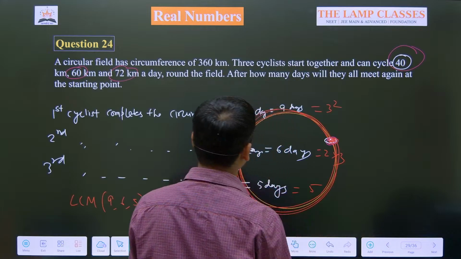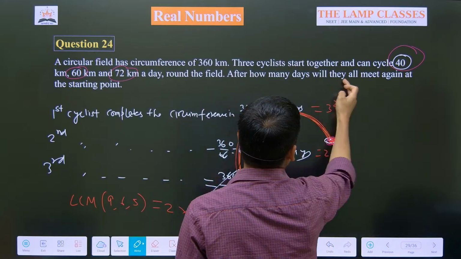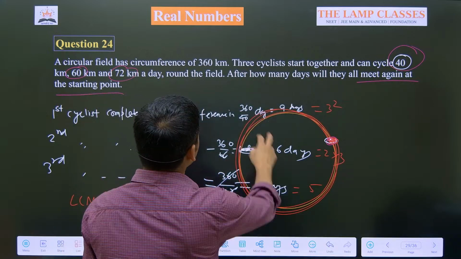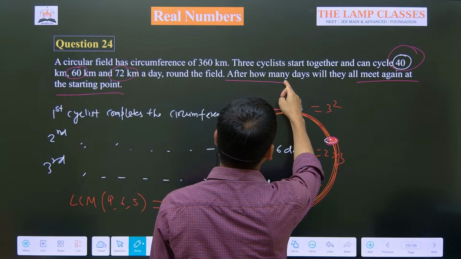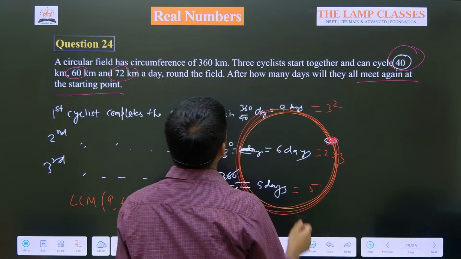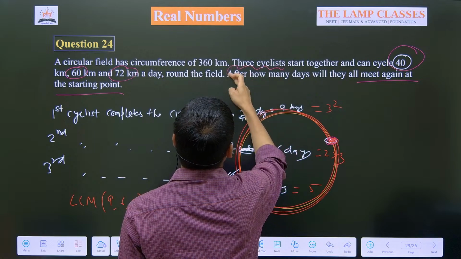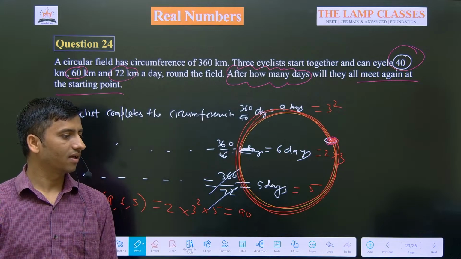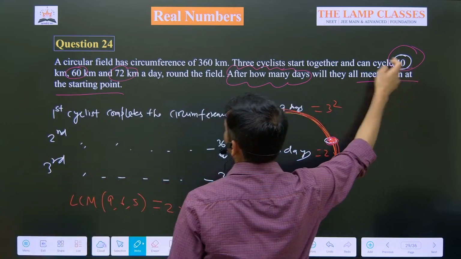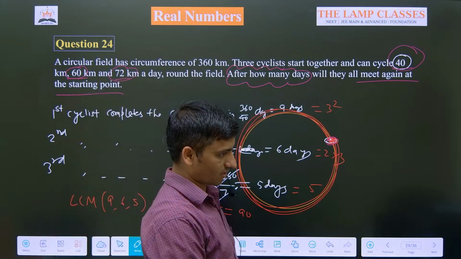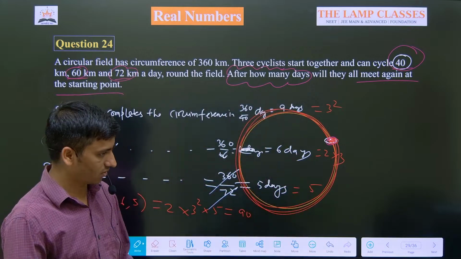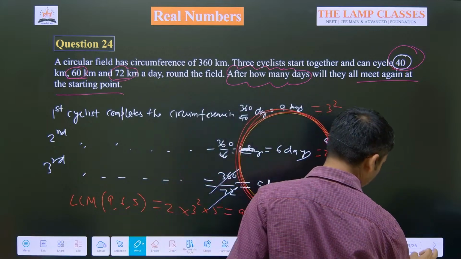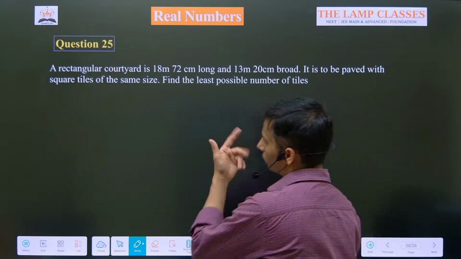Let's go back to the previous question. What if they had not mentioned after how many days they are meeting at the starting point? In fact, the question will not be that. They will tell you after traveling how much distance will they meet again. Then the answer has to be just the LCM of these numbers. Good? Please ask your doubts whenever you get them. Sometimes it is helpful to other students also if you ask these doubts. I hope you guys have understood now. So let's move to the next question.